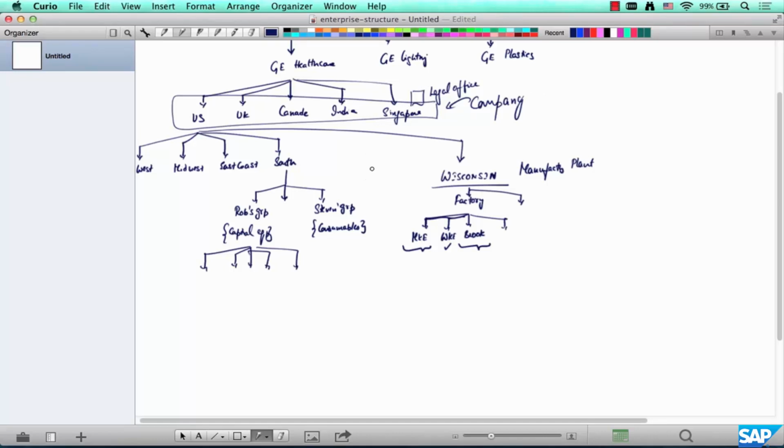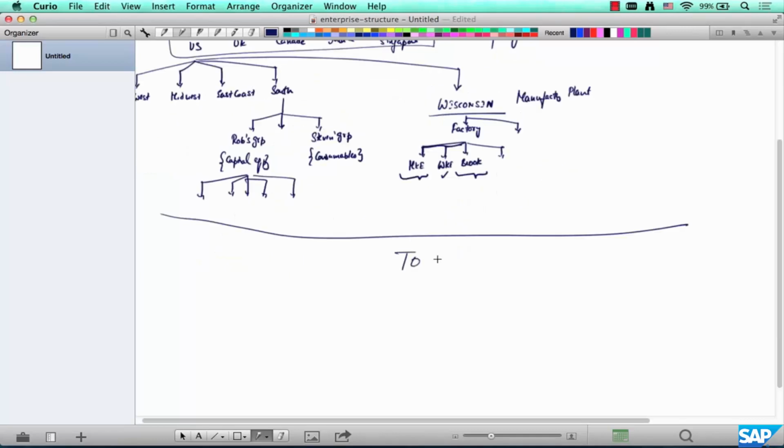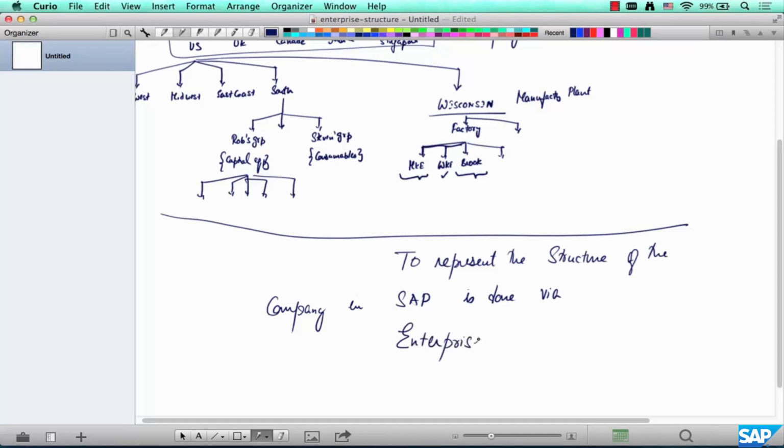And further downstream, company has plants, one or more than one. Company has warehouses. Company has sales offices. Company has expenses around sales offices. Company has manufacturing expenses. Company is structured in a certain way to represent the structure of the company, the entire GE or GE Healthcare, in SAP is done via enterprise structure. So this is the definition of enterprise structure.